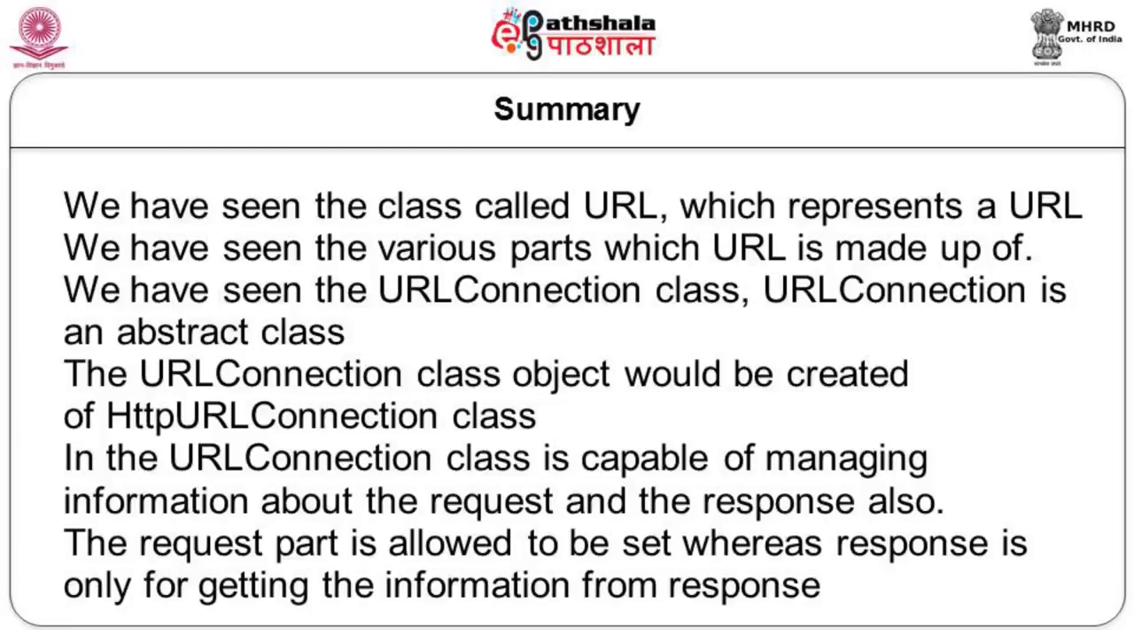And the HTTP URL connection is capable of managing both the request side and the response side. A single object contains information related to both request and response. The request is the one which is allowed to be set up, whereas the response part you can't change. That is obtained from the server side and is available for fetching from the URL connection object. As far as the content part is concerned, it's making available an output stream object so that you could create your content.